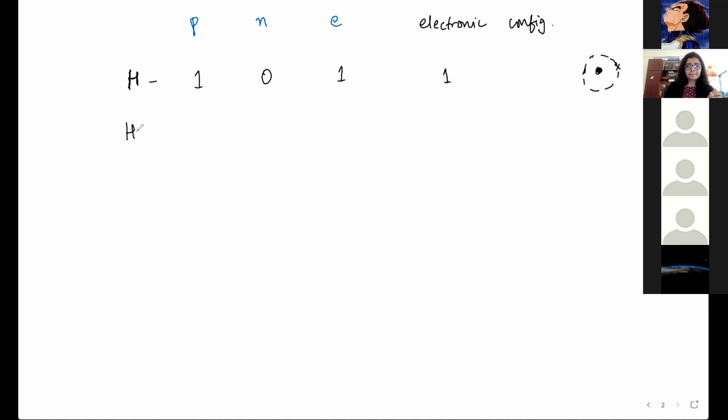Next, helium. What is the atomic number of helium? 2. Yes, 1, 2. So atomic number 2 means how many protons? 2. How many neutrons? Ma'am, both 2.